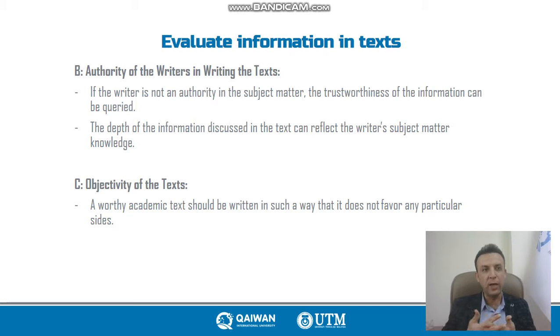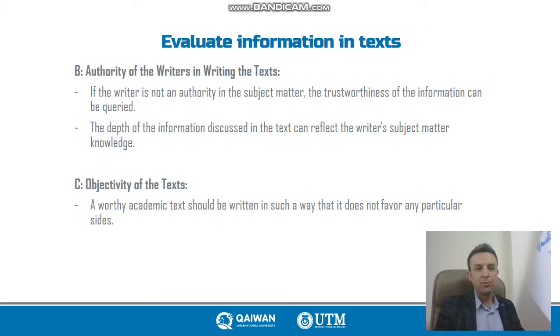Another element that we have is authority of the writers in writing the text. What we mean by this is that the writer must be professional. The writer must be well educated, must have enough information about the subject that he is writing. And this is what we mean by the authority of the writer.